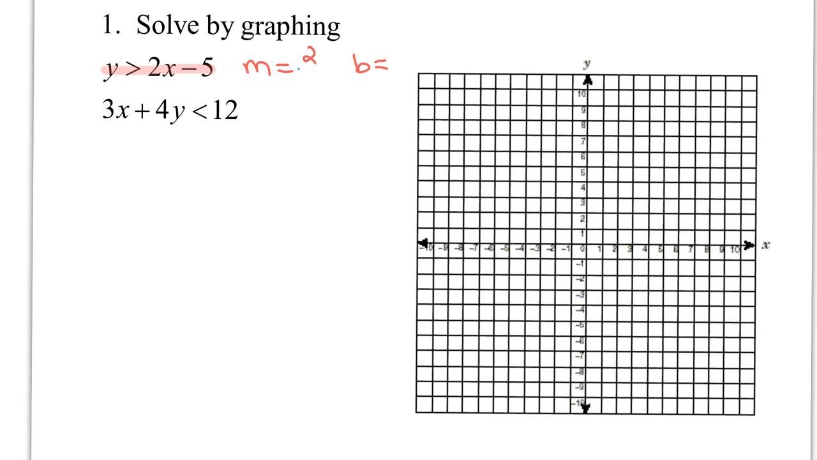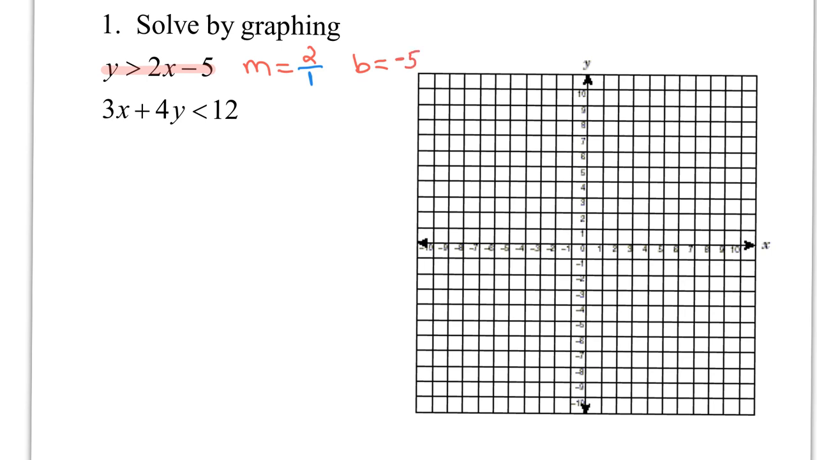So this 2, I'm just going to make it a fraction. 2 over 1. That's it. Rise over run. Rise is the top. Run is the bottom. Your y-intercept is the number with no x, after the x, minus 5 in this case, so we have a negative 5.